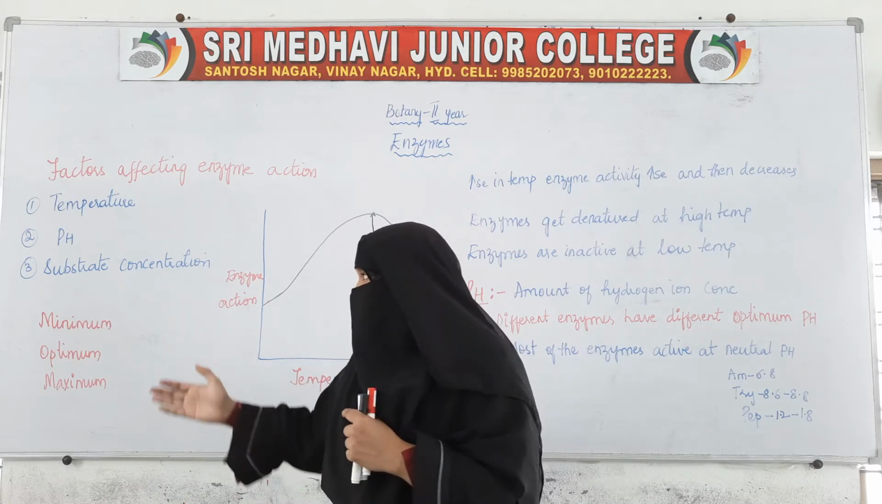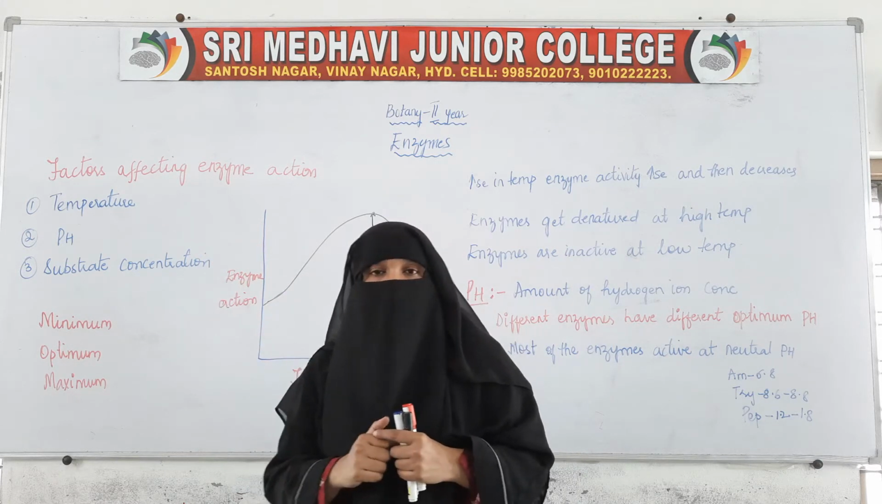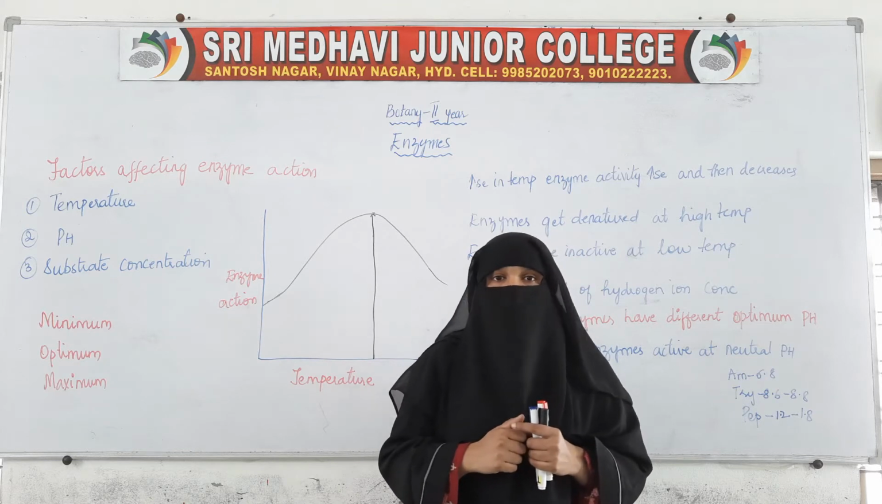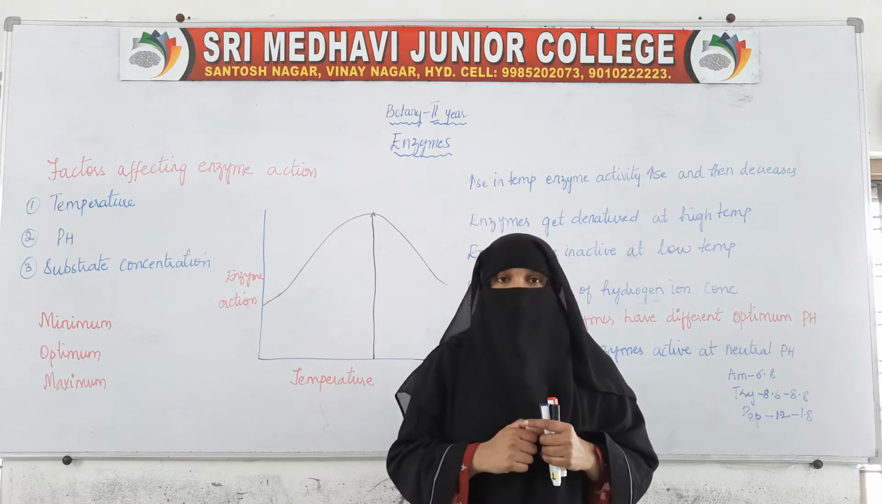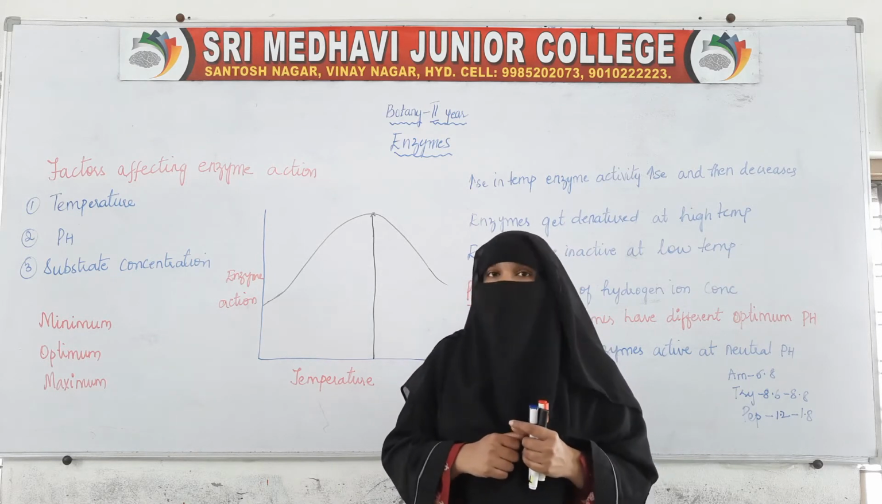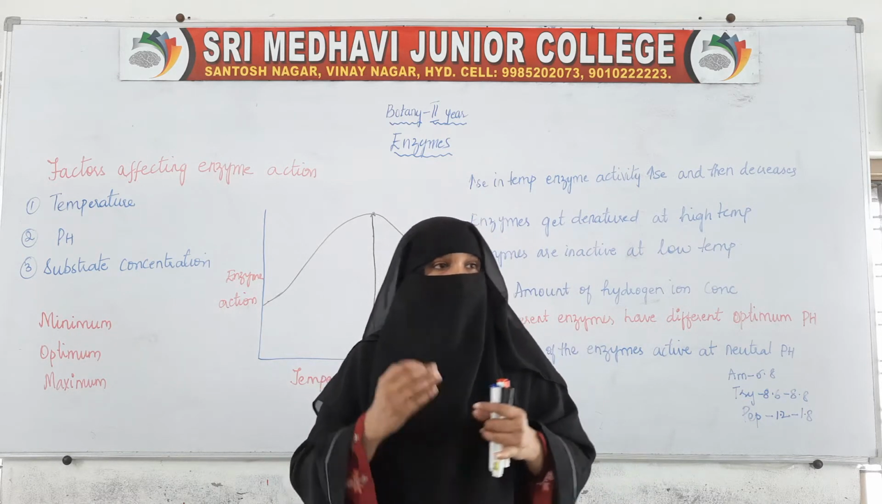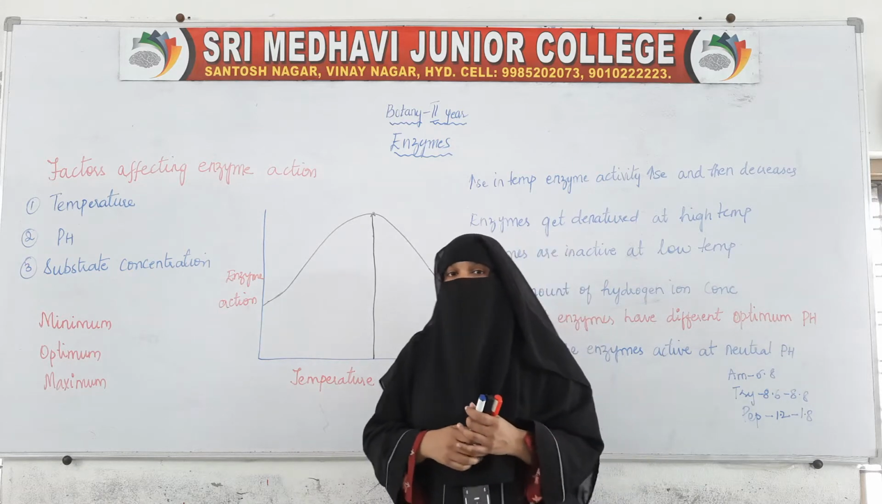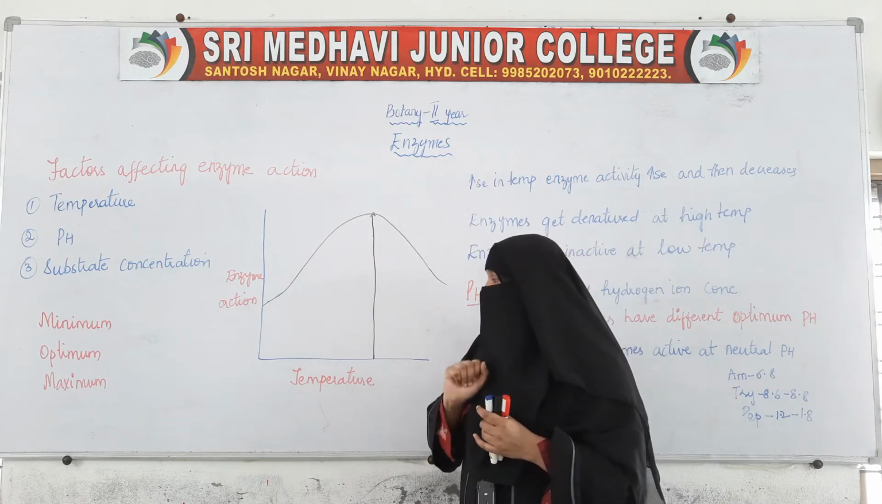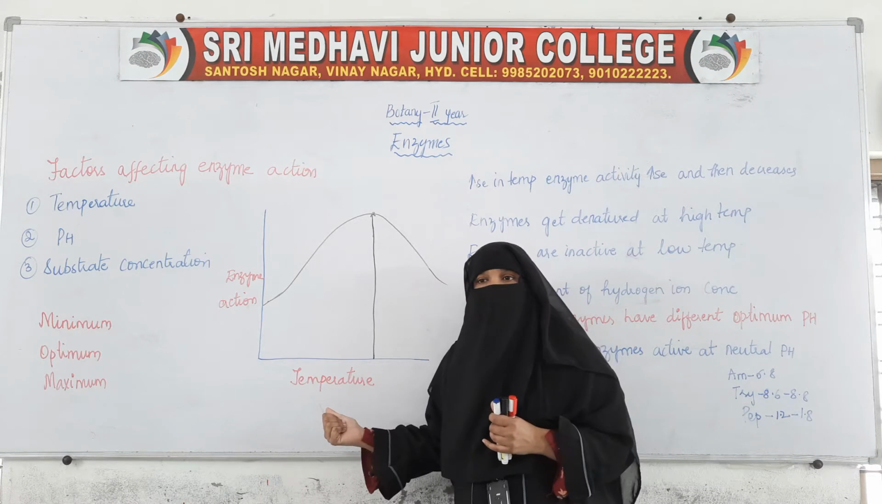So three factors affect the rate of enzyme action: temperature, pH and the substrate concentration. We will take them up one by one. The first one is the temperature.